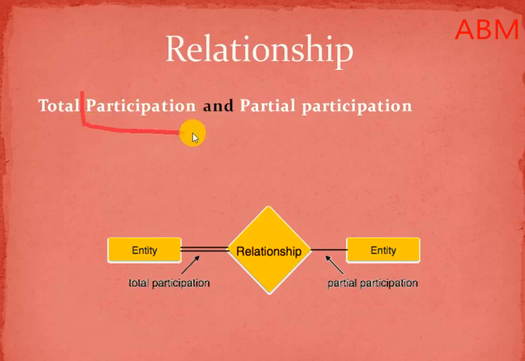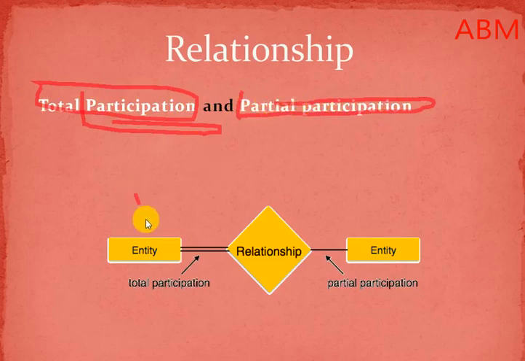Relationships will have total participation and partial participation. When all the instances of the entity take part in the relationship, it is called total participation, and if few instances of the entity take part in the relationship, it is called partial participation.